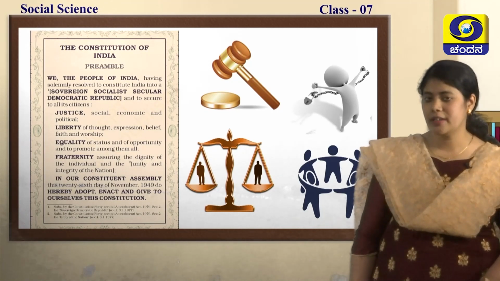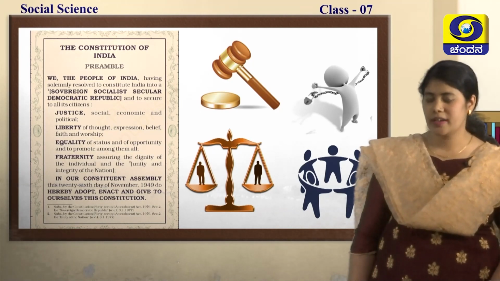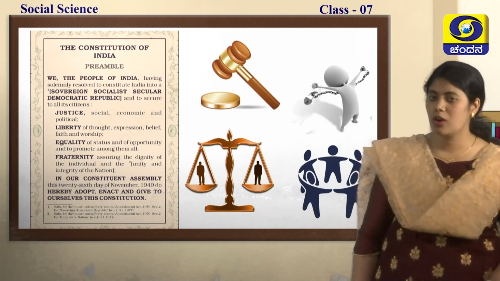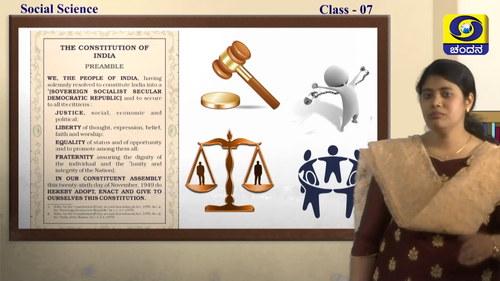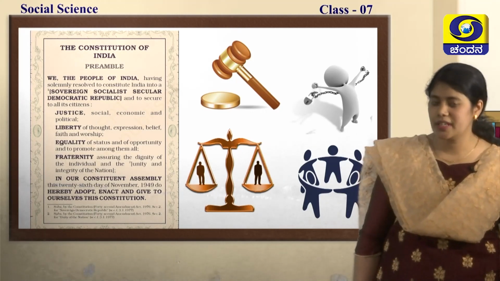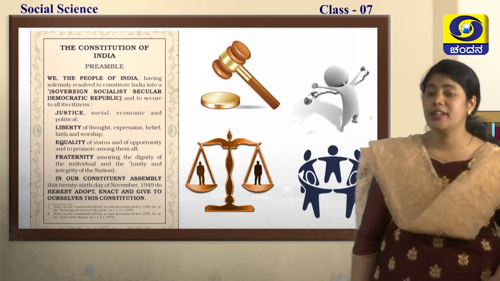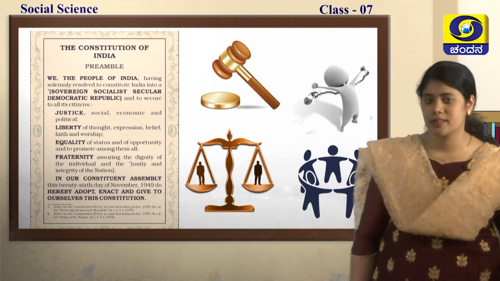Then republic. Republic is nothing but the rule of the people. How are people ruling here? By electing the representatives, right. It is not the rule of a king or monarch, okay. Now, justice. Here everyone is treated equally. Justice is given socially, economically and politically to all its citizens.